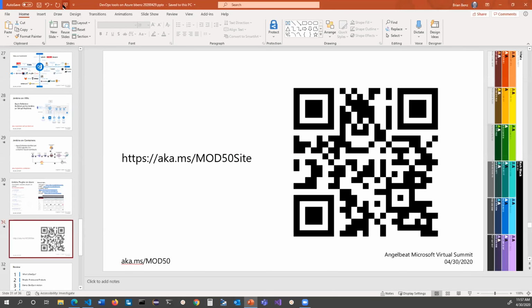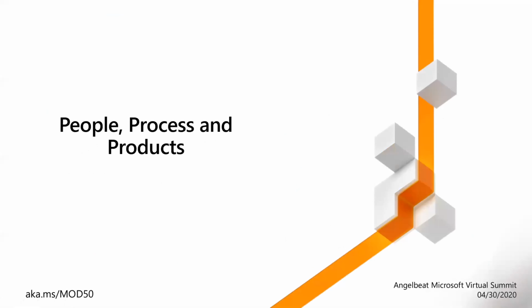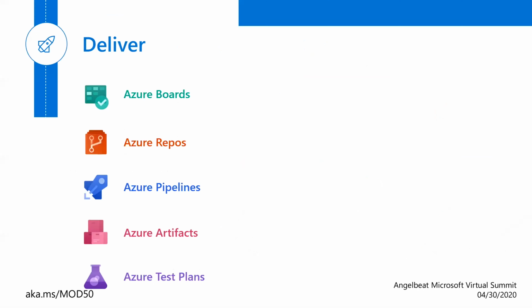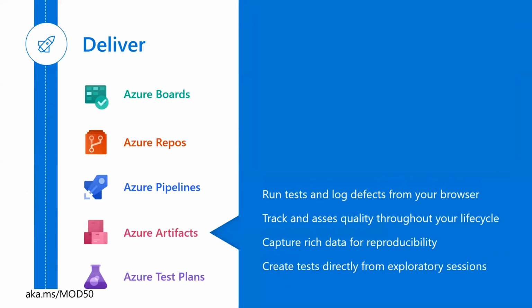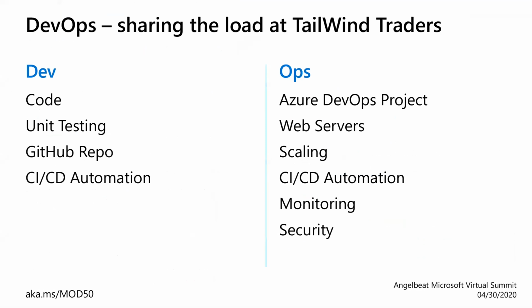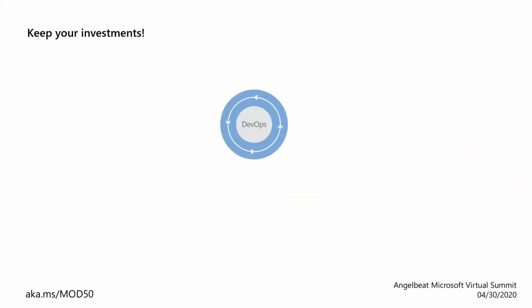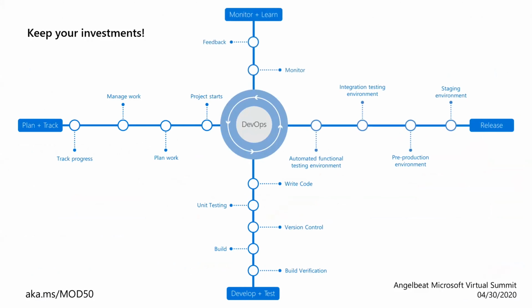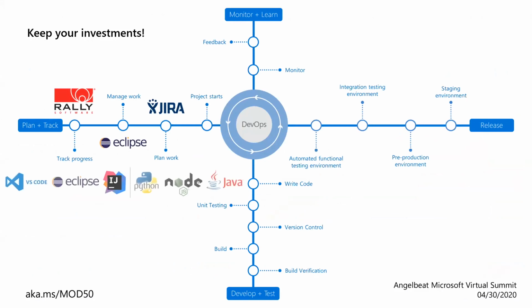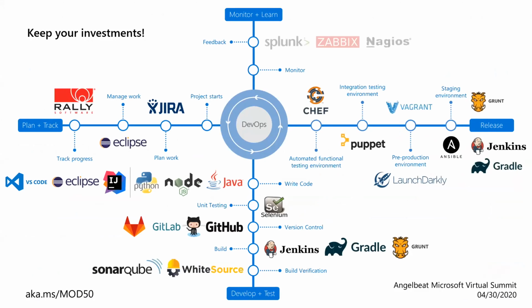So the other things I want to show you as well, let me get back down to that. Some of the other things that I want to talk to you about, you can actually keep your investments. It's a little out of order there, but just in case you're wondering if we have more than Azure DevOps, yes, we do. So the idea here is, this is the software development lifecycle again. The plan and track, development and test, release and monitor and learn phases are covered. These are partners that we work with.